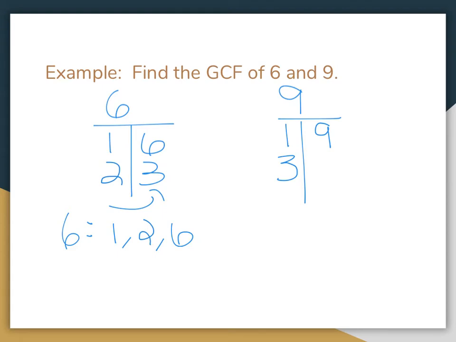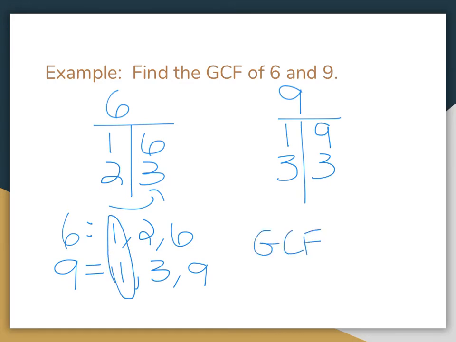And I'm back to my 9s now that I recognized my mistake. 1 and 9, 3 and 3, and since I have the same number on both sides, I know that I'm done. My factors of 9 then are 1, 3, and 9. As far as common factors, the only number that they share is 1, so the GCF of 6 and 9 is 1.